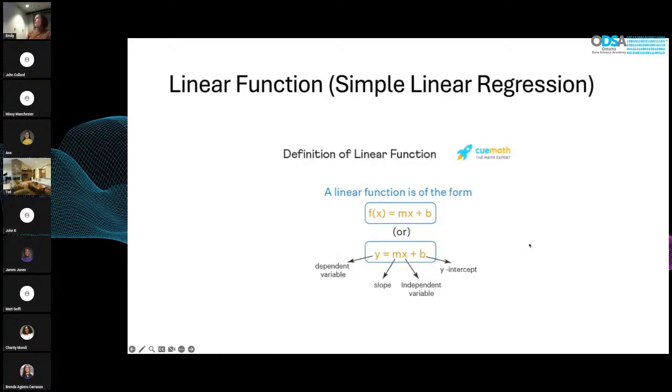So coming back to linear functions, review from our last class, if we're thinking about simple linear regression, our y equals mx plus b, otherwise known as, instead of putting y, we could put f of x. F of x is equal to y, so they're interchangeable. F of x is equal to mx plus b, or y equals mx plus b. Remember, this is our dependent variable, our slope here, independent variable, and our y-intercept.